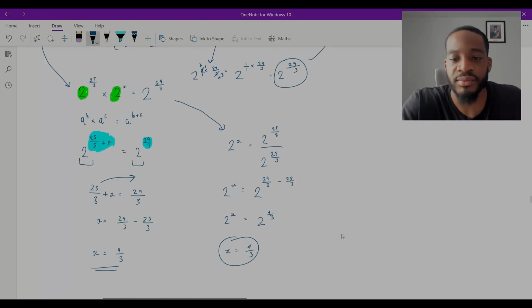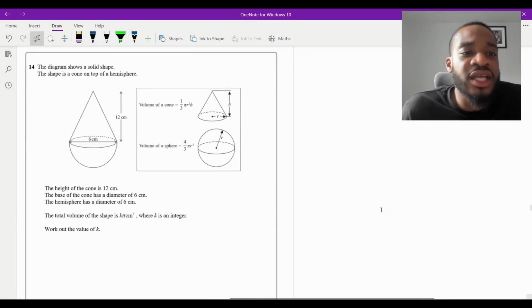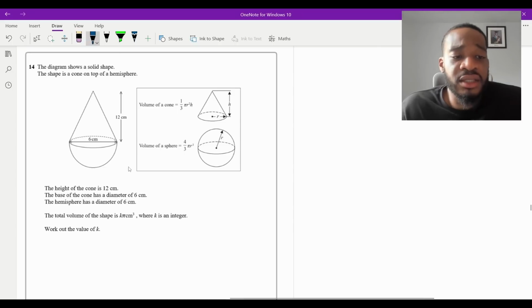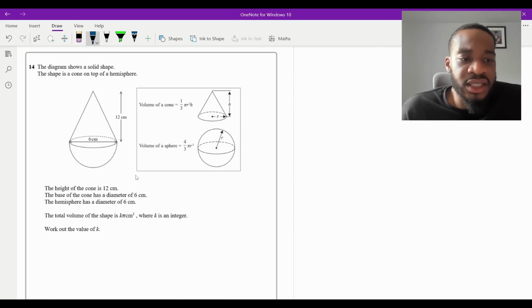Perfect. Okay, so question 14 says the diagram shows a solid shape. The shape is a cone on top of a hemisphere. The height of the cone is 12 centimeters. The base of the cone has a diameter of 6 centimeters. The hemisphere has a diameter of 6 centimeters. The total volume of the shape is k pi centimeters cubed, where k is an integer. Work out the value of k.